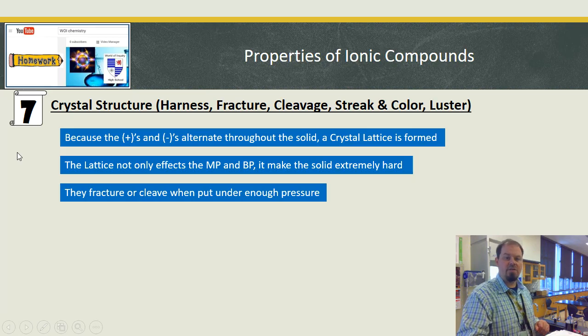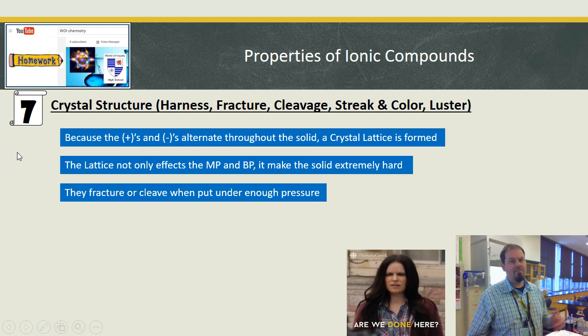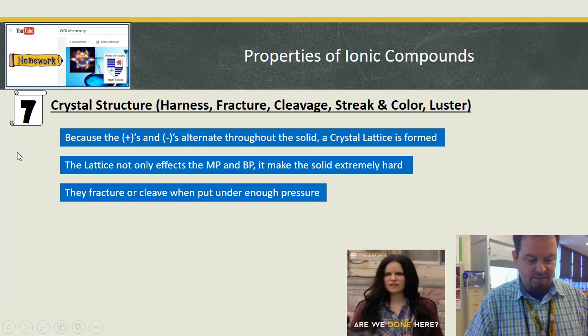They fracture or cleave if you put them under enough pressure. So they do break, but differently. And with that, we got the properties of ionics down. Make sure you do your practice, guys. This is a practice heavy unit.